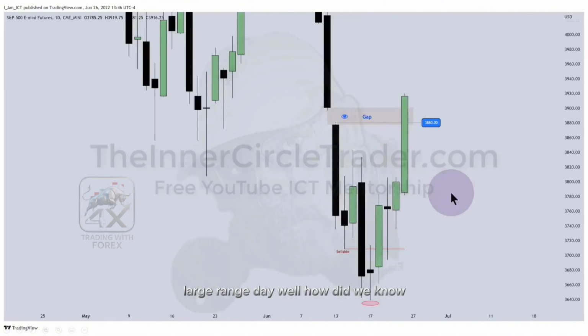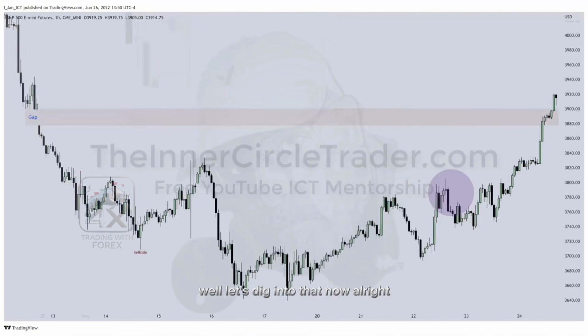Large range day. Well, how did we know, or how could we have known, that Friday was going to be a large range day with an up movement? Well, let's dig into that now. All right, so we finally made our way down into the hourly chart for S&P.